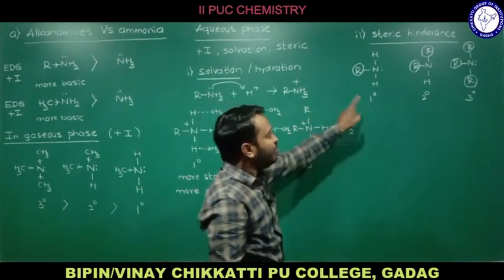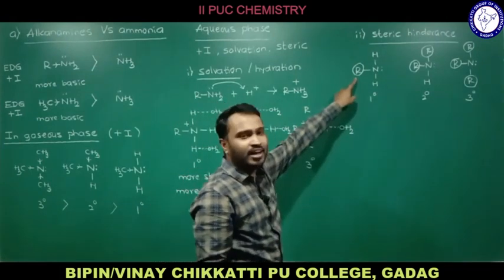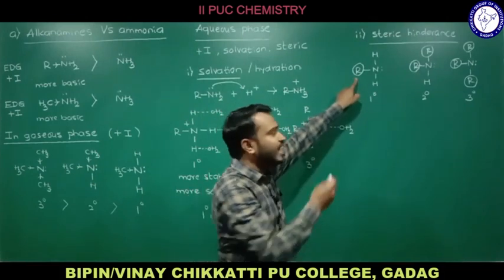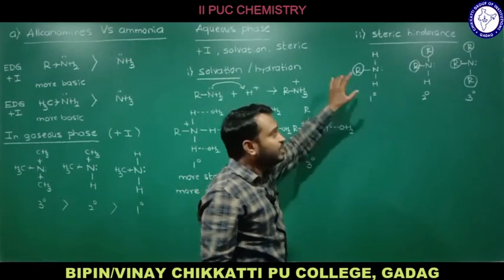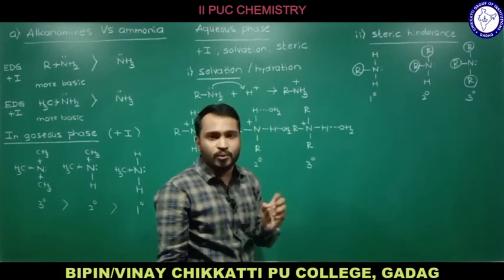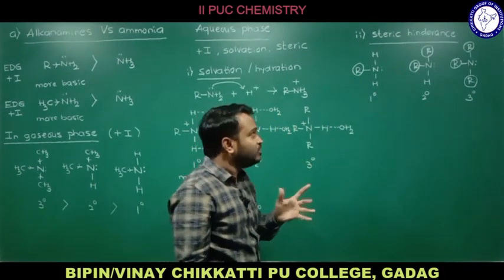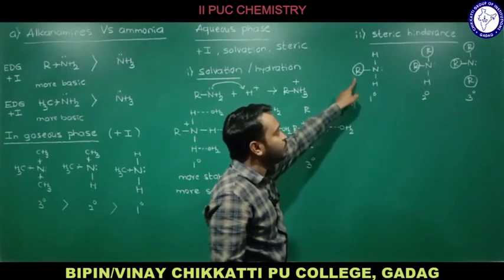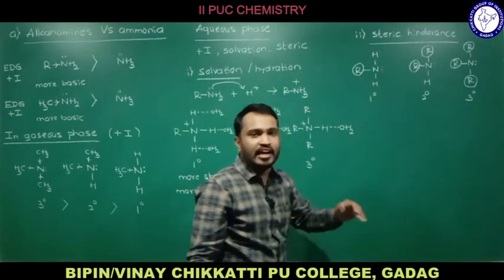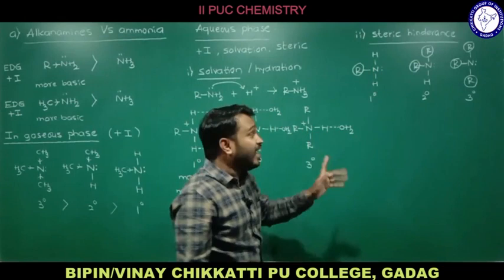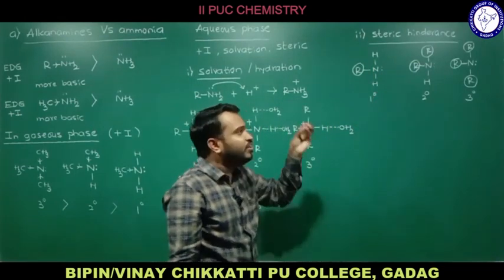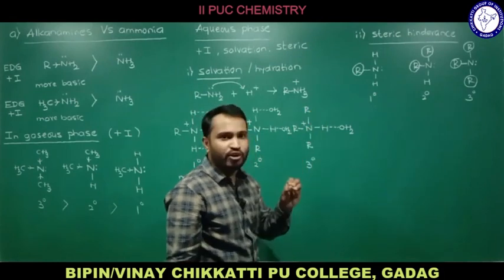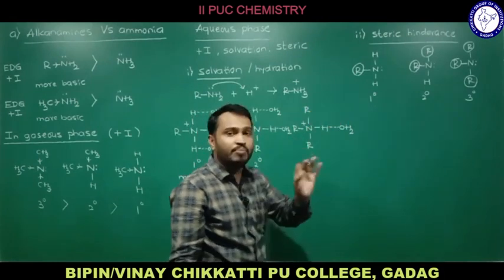In the case of primary amines, we have only one alkyl group. We can consider it as a methyl, or you can consider it as ethyl, C2H5. So these are nothing but bulky alkyl groups. The size will be quite big. Since we have only one bulky group, the lone pair of electrons can be approached very easily. Whereas in the case of secondary amines, we have 2 alkyl groups, so it is a bit difficult to approach the lone pair of electrons when compared to the primary amine.